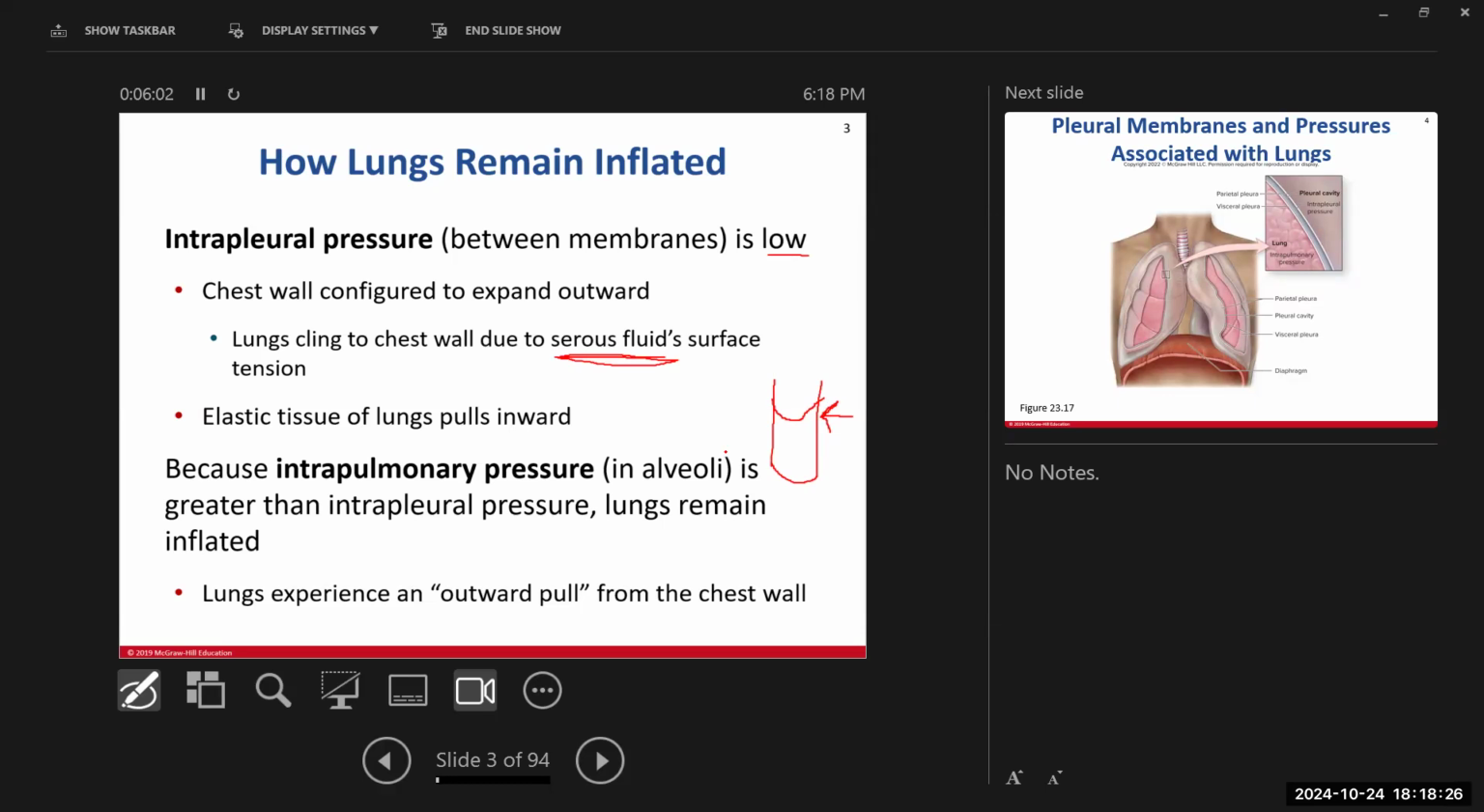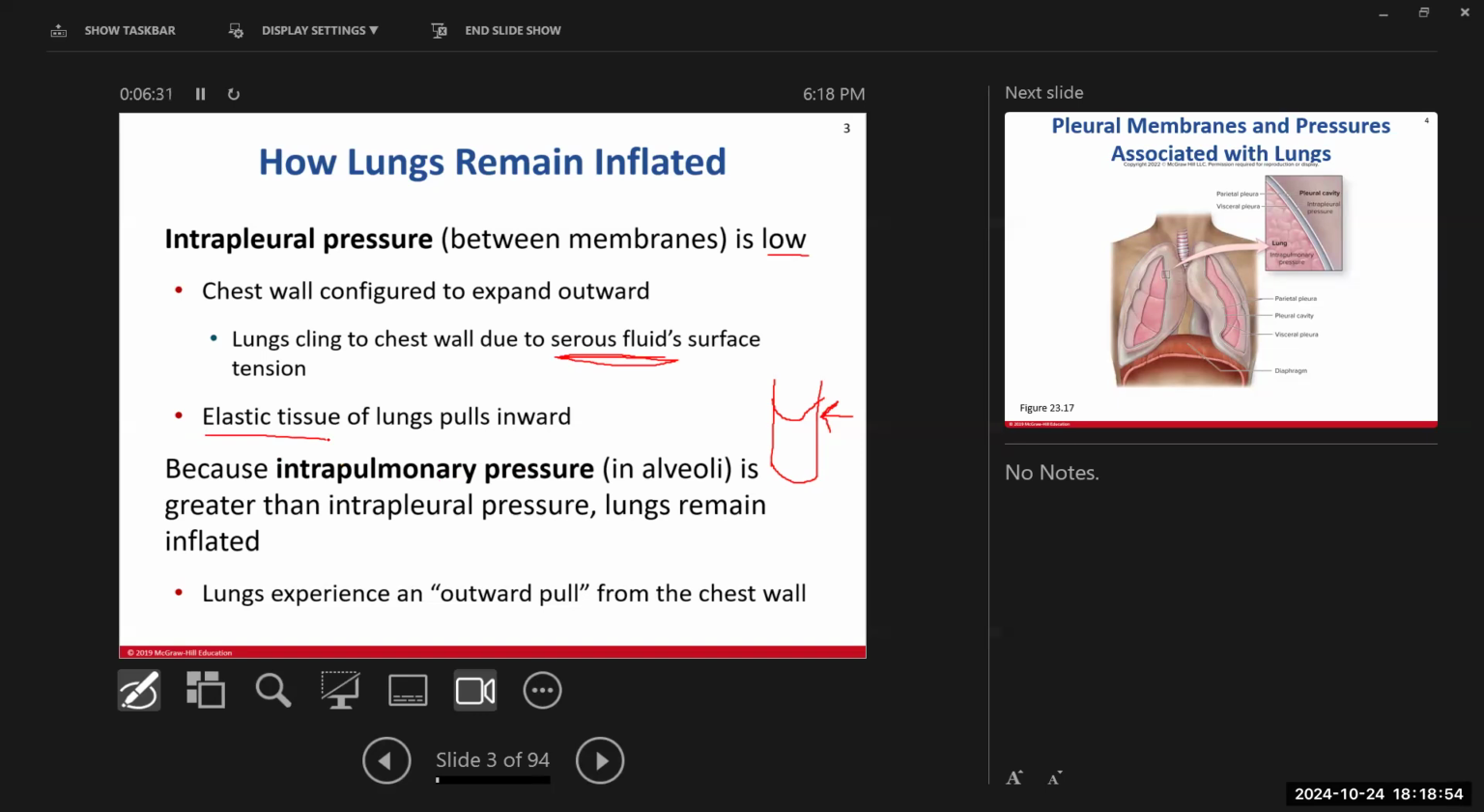So as you take a breath in, your chest expands, the lungs get pulled outward and they expand. And then of course, when you're exhaling, everything recoils. Why? Because we have tons of elastic fibers in the elastic tissue of our lungs. It's like your socks or underwear that have elastic in them. When you pull them and then release, they snap back to their original shape. Same thing here with the lungs. So that's intrapleural pressure.